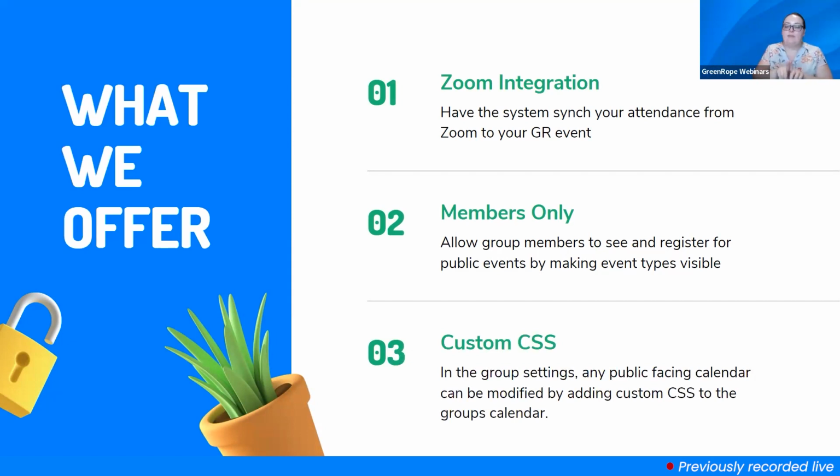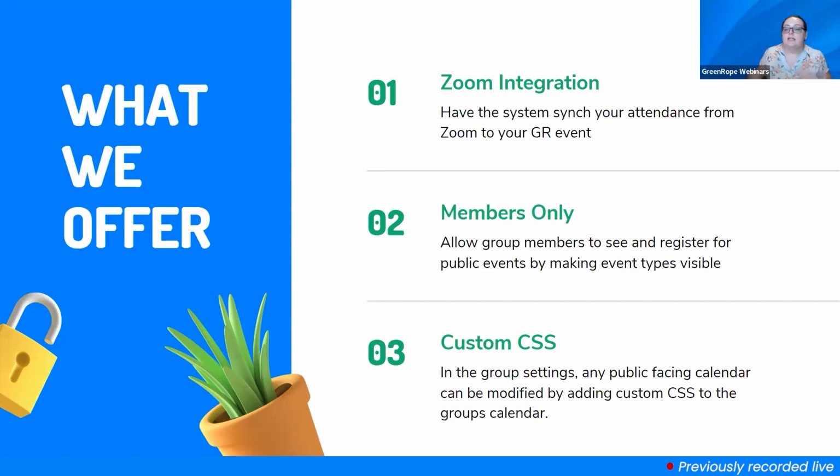sync up. And that means that, okay, in GreenRope, these people said they were attending, but in Zoom, these are who actually attended. At the end of the Zoom meeting, it will automatically transfer all the attendees from Zoom into GreenRope. So then that way, okay, these people said they were coming, and these are the actual people who showed up. So if you're going to be doing a lot of Zoom stuff, check that out.